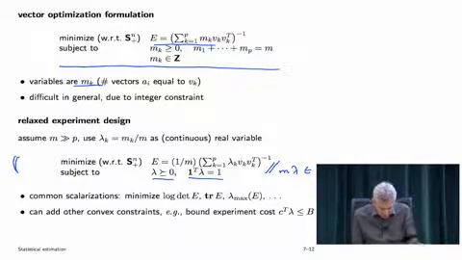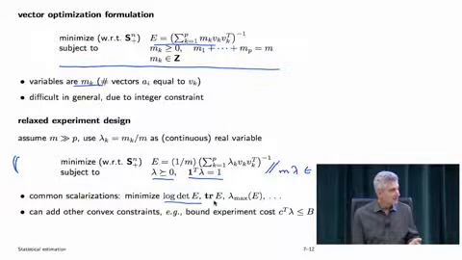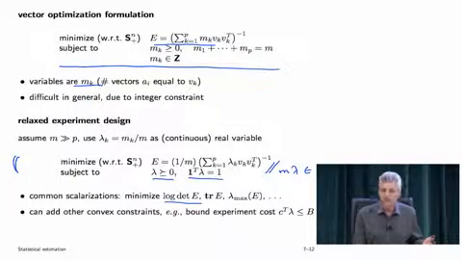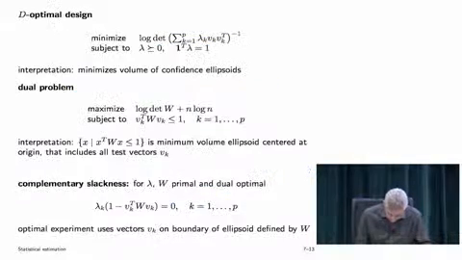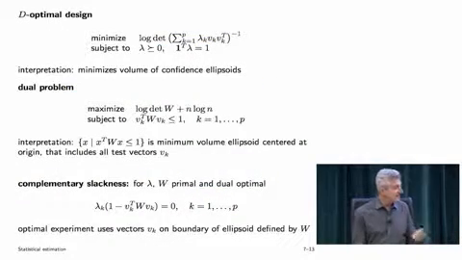What are some common scalarizations? Well, you can minimize the log of the determinant. That's a concave increasing function, and therefore will produce a Pareto optimal point. You can take the trace, maximum eigenvalue, all sorts of crazy stuff. You can add all sorts of constraints now to it. Okay, so, and these have names, right?